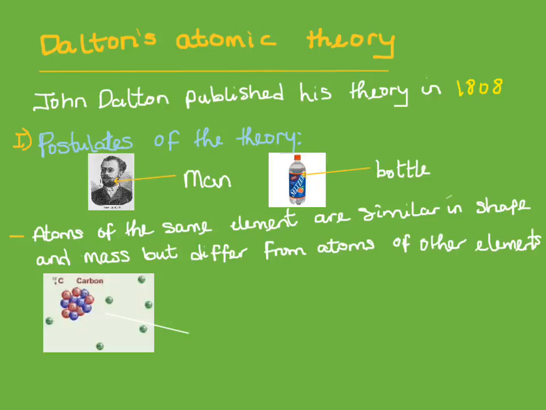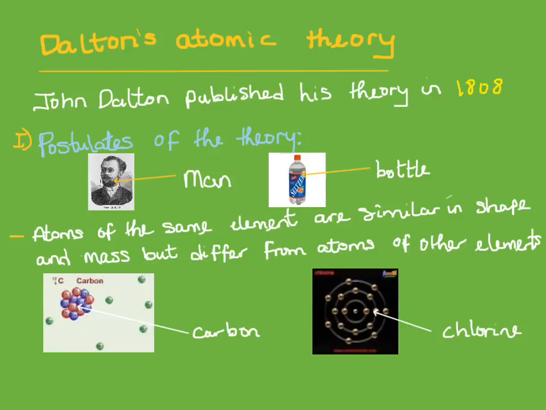Let's consider the case of the element carbon. In the element carbon, looking at the picture, you will notice that all the atoms have a similar shape and mass of 12, but they are different from atoms of another element like chlorine. In chlorine, all the atoms have a similar shape and mass, but they are also different from atoms of the element carbon.